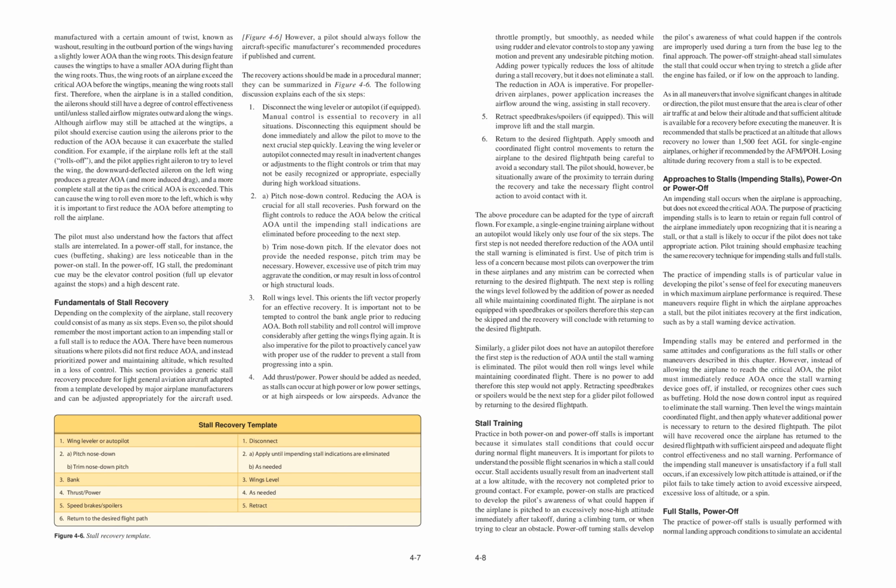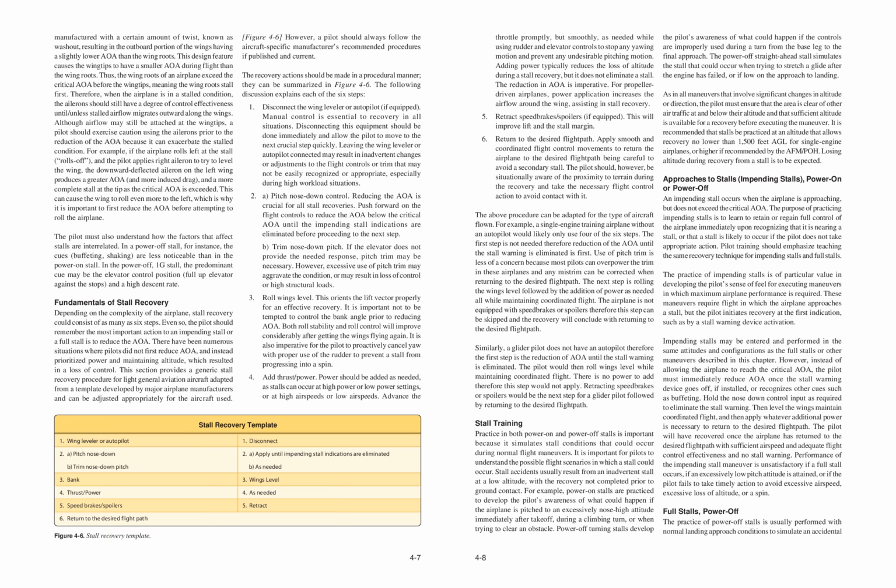Advance the throttle promptly, but smoothly, as needed while using rudder and elevator controls to stop any yawing motion and prevent any undesirable pitching motion. Adding power typically reduces the loss of altitude during a stall recovery, but it does not eliminate a stall. The reduction in AOA is imperative. For propeller-driven airplanes, power application increases the airflow around the wing, assisting in stall recovery.